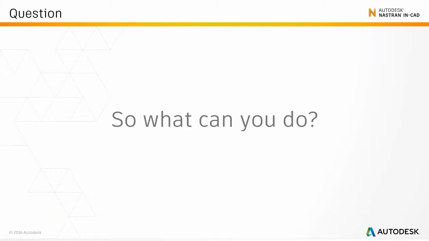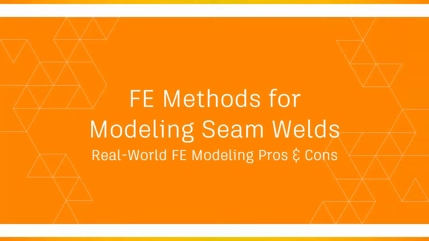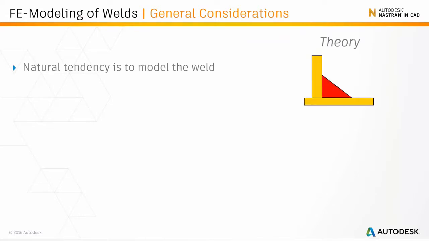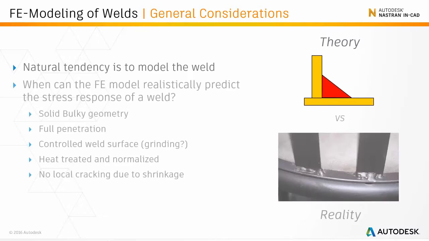So what can you do? Well, this is going to be the focus of the rest of our material for today. What we're going to talk about is finite element methods for modeling seam welds, looking at real-world examples, the pros and the cons. Most engineers want to model the weld. We want to show it on a weld list. We want it to be shown on a drawing. Maybe we want it to be included in our mass properties so we get an accurate mass representation of our design. But is there a time when putting in a CAD-based weld is going to give you better stress results? The answer to that is very rarely, and usually under very strict control.